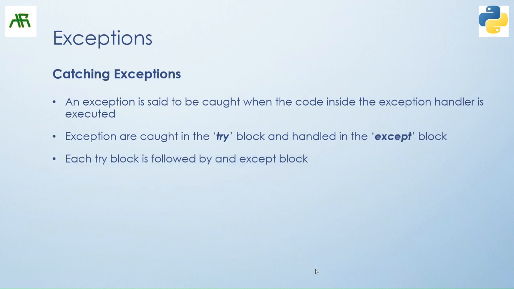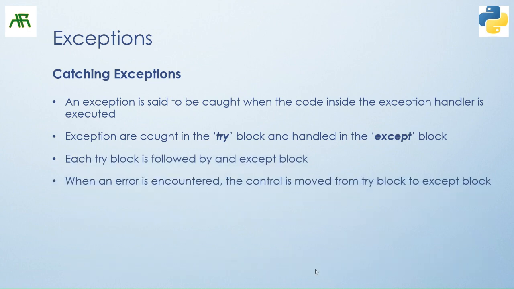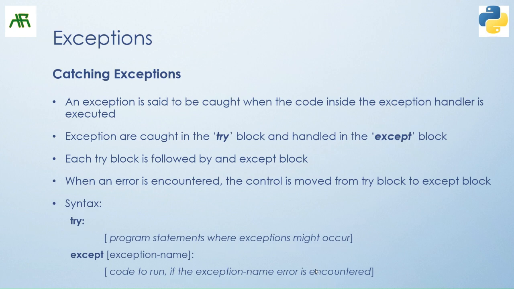Each try block is followed by an except block. When an error is encountered, the control is moved from the try block to the except block. This is the syntax. Try: do some activity, program statements where exceptions might occur. Say as a programmer, I see a possibility of an error occurring in a particular place. I code those statements within a try block, except in this particular case, I'm giving an exception name and code to run in the case of an exception happening.